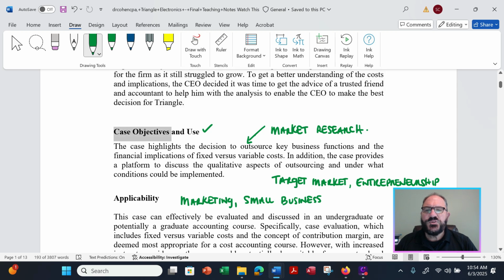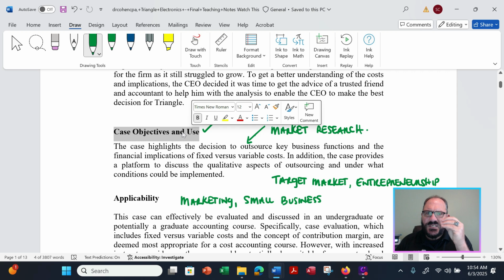Notice where it says case objectives and use. The question is, what is this case attempting to teach, okay? And in this case, I think the biggest thing here is market research. The biggest issue that myself and my partner made, we were a little bit cocky. We thought we knew what we were doing, but we didn't take into account how different the clients were going to be, okay? And that was a bad mistake. That's what should be discussed there, okay?